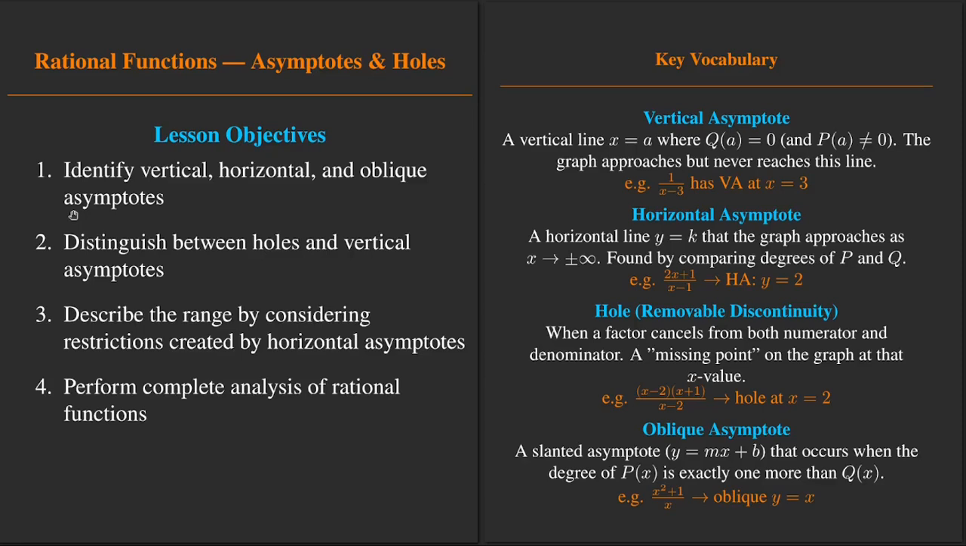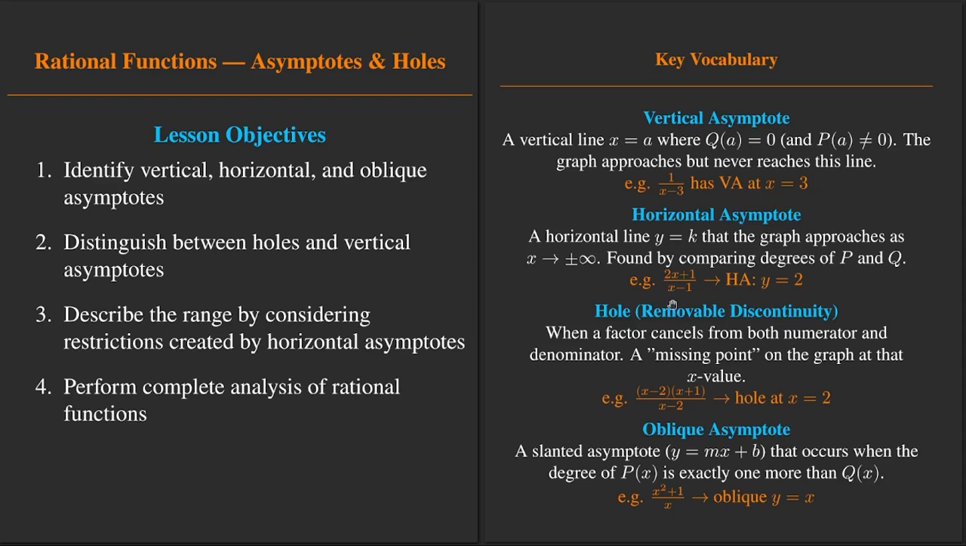In this lesson, we are looking at rational functions, and specifically we are looking at the asymptotes and then holes. By the end of this lesson, you should be able to identify vertical, horizontal, and oblique asymptotes. You should be able to distinguish between holes and then vertical asymptotes. You should be able to describe the range by considering restrictions created by these horizontal asymptotes, and then finally to be able to perform complex analysis on rational functions.